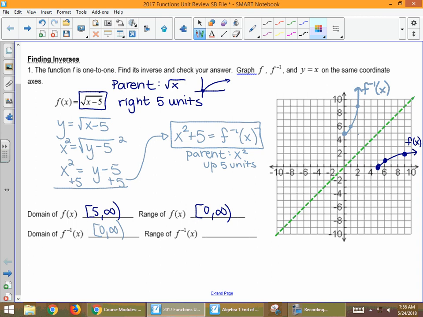Our last piece here is the range. The range of our original is the domain of the inverse function. Range are the y values we're using. Our range here is 5 and above, so that's going to be 5 to infinity.